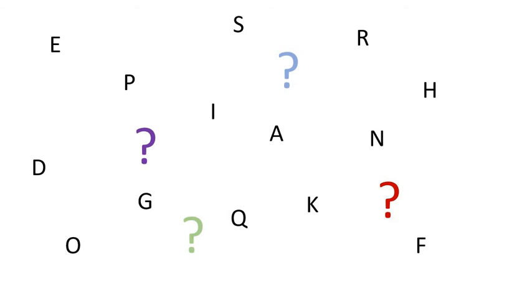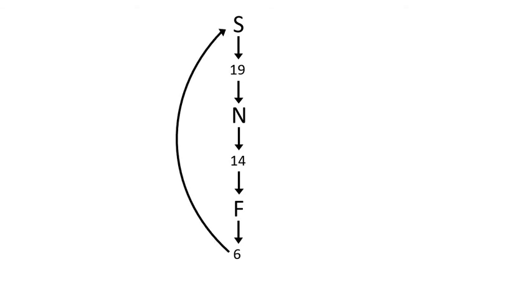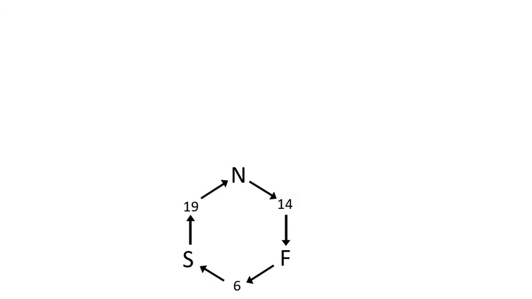Let's start again with S. S is the 19th letter, and 19 starts with N. N is the 14th letter. 14 starts with F. F is the 6th letter, and 6 starts with S. So we have another closed loop. And other numbers come into this at all different points.